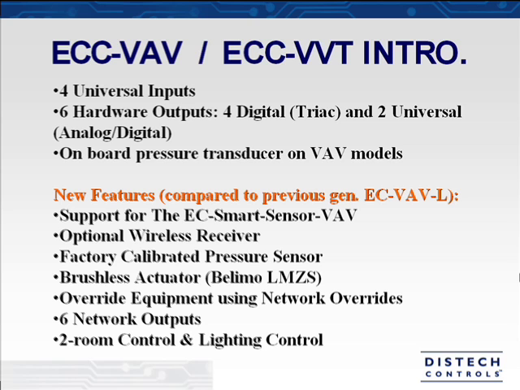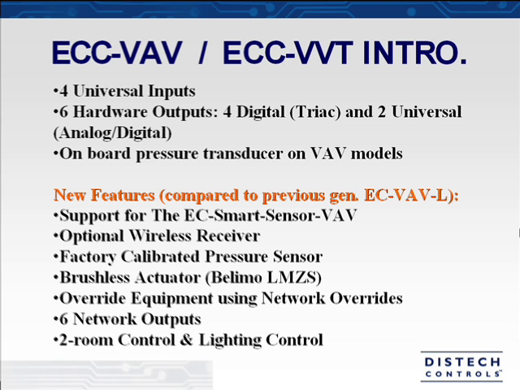All equipment outputs can be overridden using network overrides. The VAV's pressure sensor is zero calibrated at the factory, reducing the time you need to perform air balancing. The VAV features a new brushless motor by Bellimo for increased reliability and accuracy.